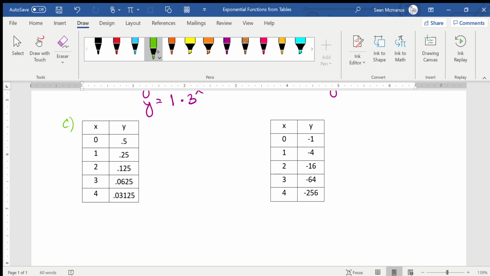We're going to find where the x is 0 right here, and I'm going to look and see what's my y, right? So the a value, the initial value is 0.5. And then I'm going to look and see how it's changing by multiplication. So from 0.5 to 0.25.